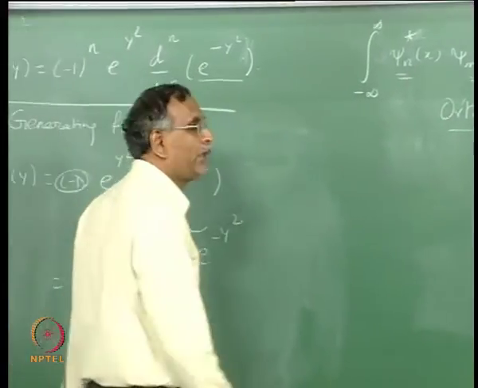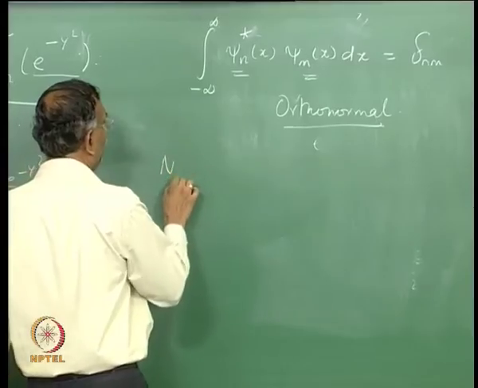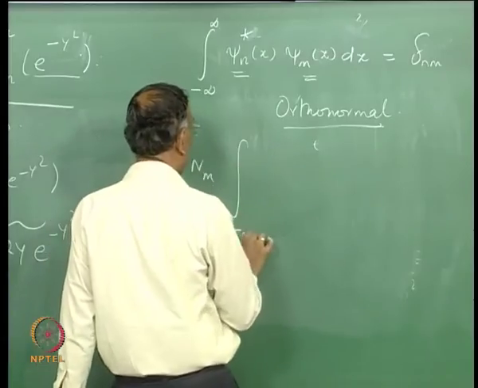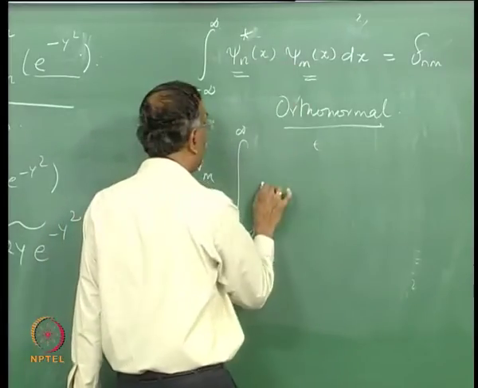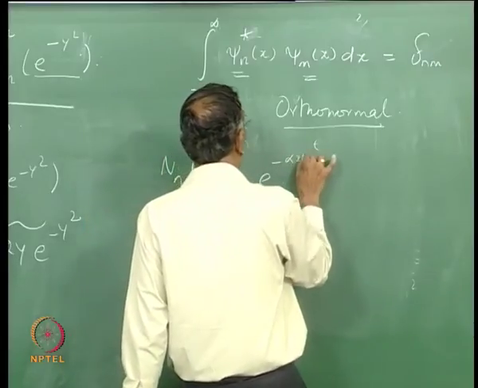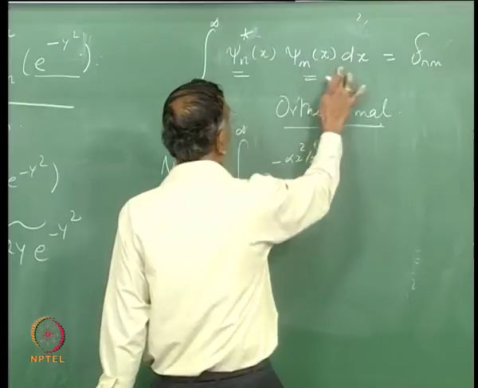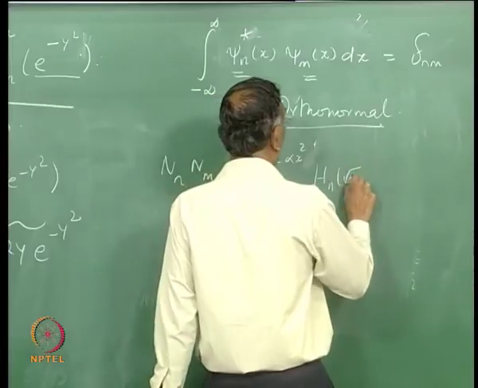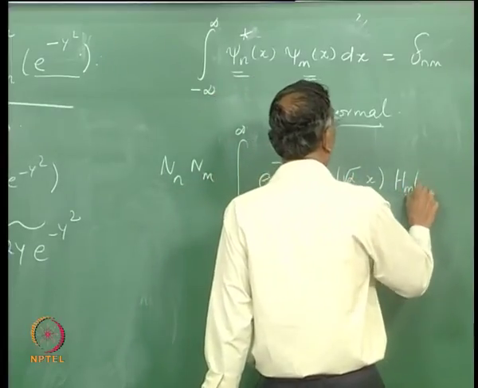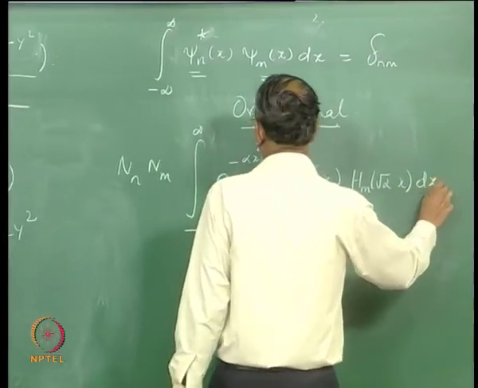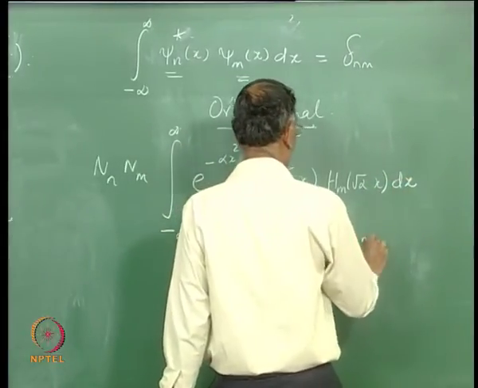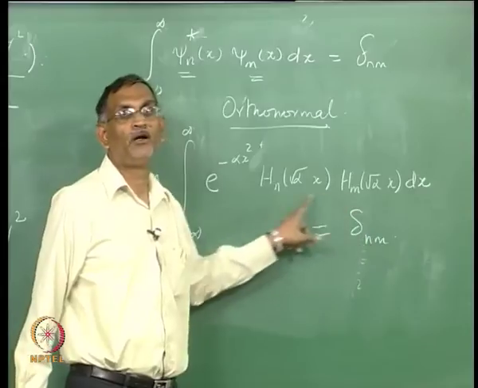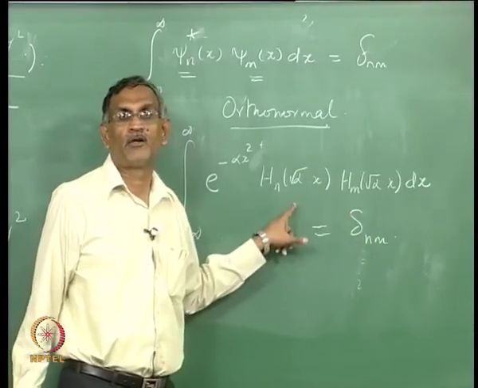And the corresponding expression that you will have, with N n and N m the normalization constants associated with the Hermite polynomials, is the integral from minus infinity to plus infinity of psi n star, where psi contains e to the minus alpha x square by 2. And of course, this also gives you that. So it is e to the minus alpha x square H n of root alpha x H m of root alpha x dx, and this integral is delta n m. So this is the orthogonality of the Hermite polynomials, justifying the term that these are orthogonal polynomials.